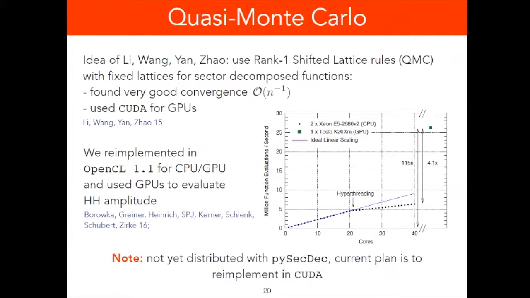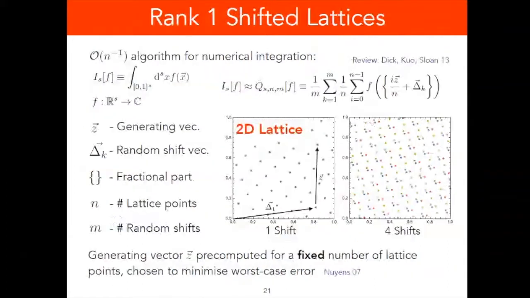So that's in our paper that we presented last year. And this gives you some idea of the type of speed up that you're getting from a GPU. So compared to 2 decently powerful CPUs, 1 Tesla GPU is around 4 times faster. Note that we don't currently distribute this with pySecDec, and our current plans are to re-implement it in CUDA probably, and then hopefully we can provide that with SecDec.